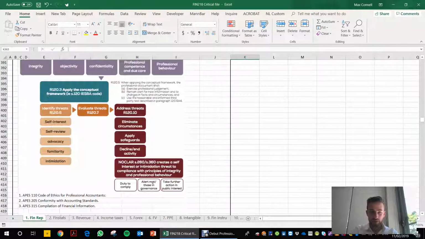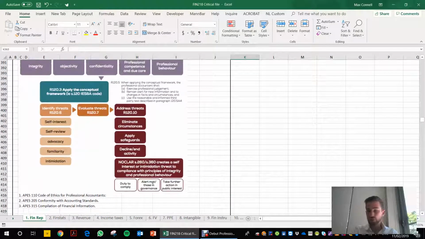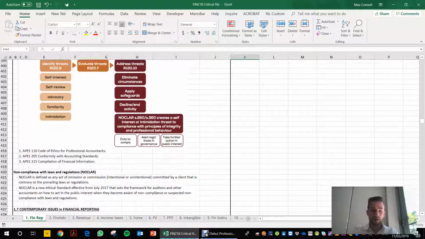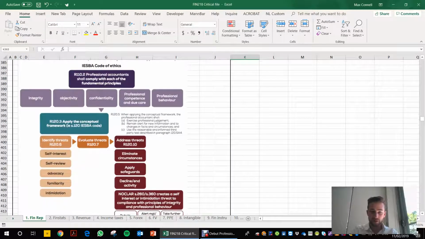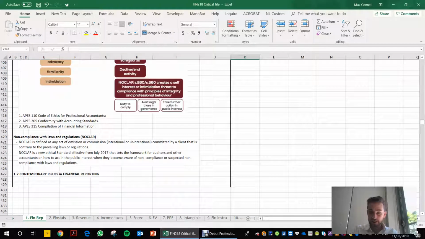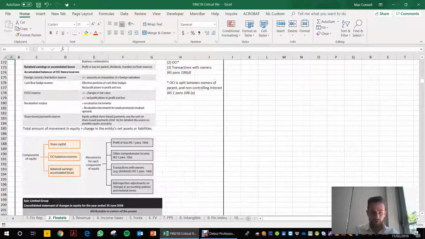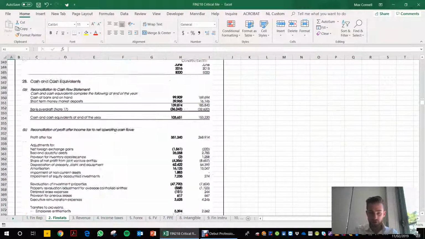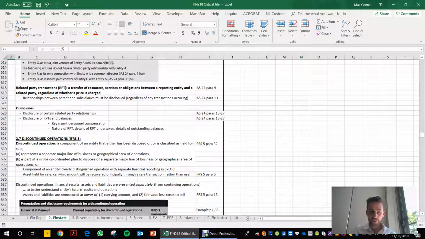This is a section that does come up in exams a lot. So it's ethical requirements in preparing financial reports. There seem to be a lot of questions, especially the 4 to 5 mark questions, in which you actually have to identify which of these threats to independence might come up: self-interest, self-review, advocacy, familiarity, and intimidation. However, we're going to cover these in the next chapter. So we'll touch on these a little bit later. As you can see, it's quite a long chapter, but we'll come back to this shortly in the next video.